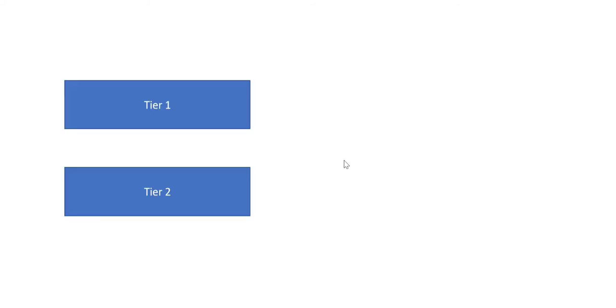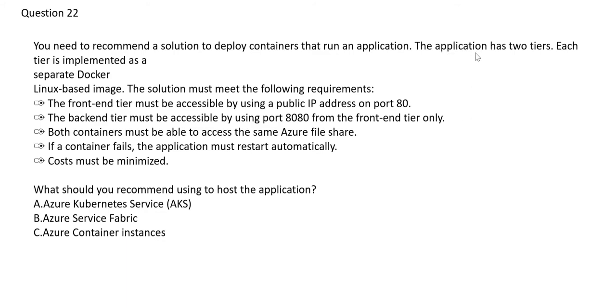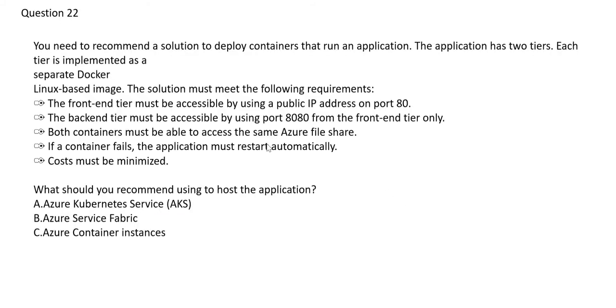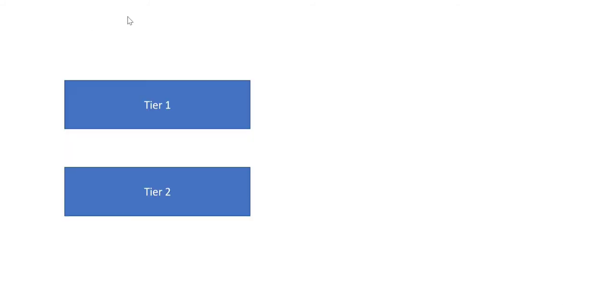So here it is saying you have two tiers and this application runs on two tiers and they are implemented as separate Dockers. These two are separate Docker based Linux images. So the requirement is front tier. It should be accessible publicly on port 80. So you have users here and those users will connect to this front tier, tier 1 through port 80, which is fine.